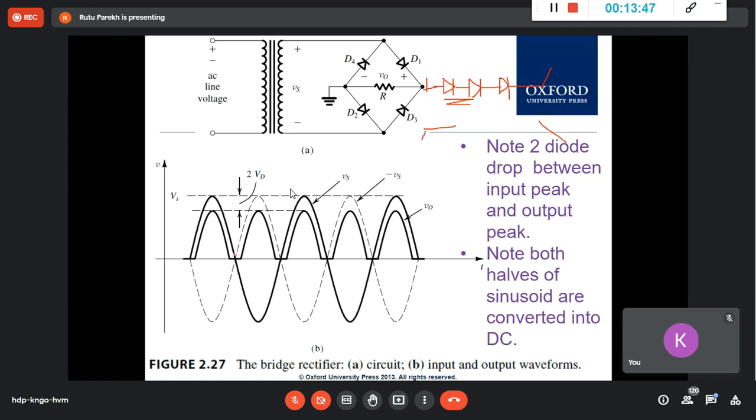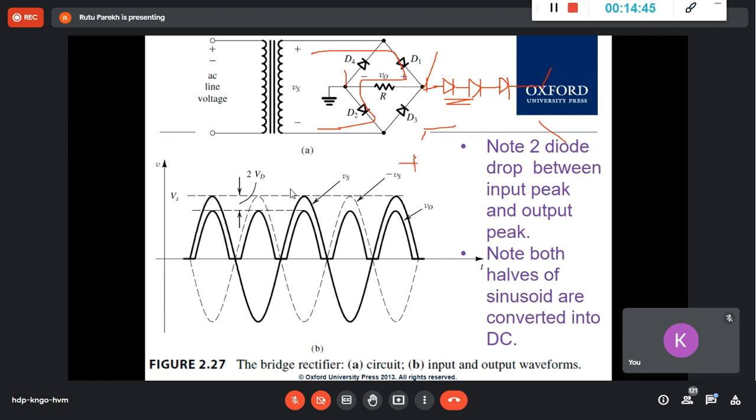Ma'am, between which terminals are we taking output? See, your loop is this way. You know KVL, right? Kirchhoff's voltage law. Yes. So your loop is this way. This is making your whole loop. So this voltage plus this voltage plus this voltage plus this voltage is zero. Okay. So now you do. What is this? Ma'am, I am asking between which two terminals we are taking output. Let's say you have a resistor here. Yeah, resistor.